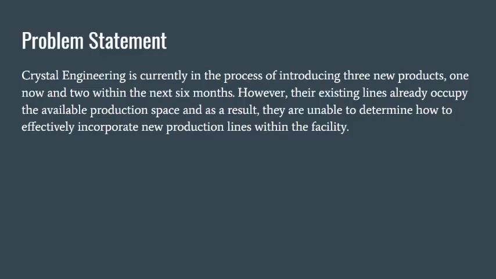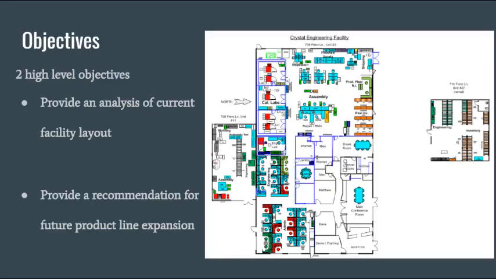Crystal Engineering is currently in the process of introducing 3 new products, 1 now and 2 within the next 6 months. However, their existing lines already occupy the available production space, and as a result, they are unable to determine how to effectively incorporate new production lines within the facility.